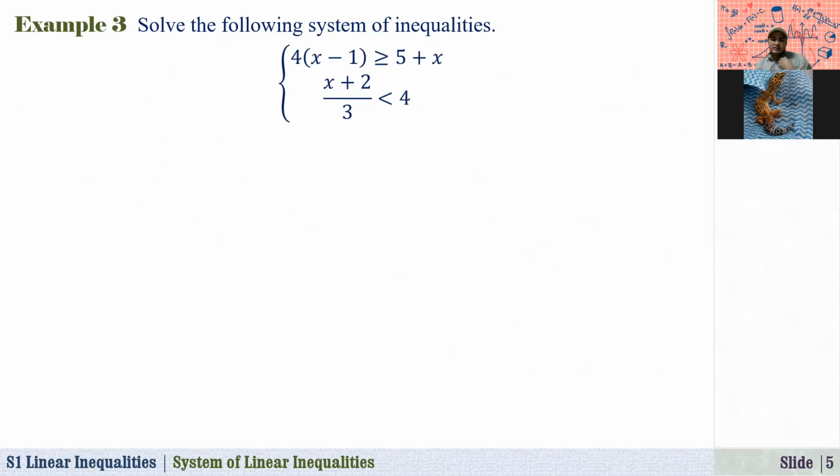Now let's solve the inequalities. Solve the following system of inequalities. So here we have two inequalities. How do you solve this? Actually, first you have to solve the first inequality completely and also the second one completely. And after that, maybe you can illustrate your answer on the number line. And after, we can just take the common part and write the solution for these inequalities. Now, if you start to solve the first one, okay, let's just do it together. The first one here, we have 4x minus 4 greater than or equal to 5 plus x.